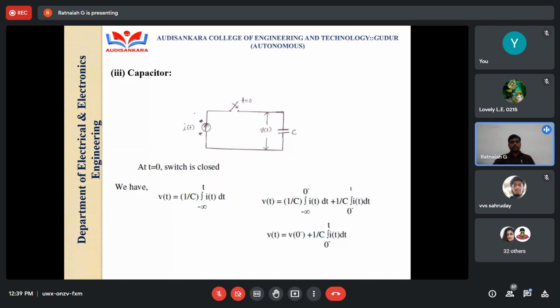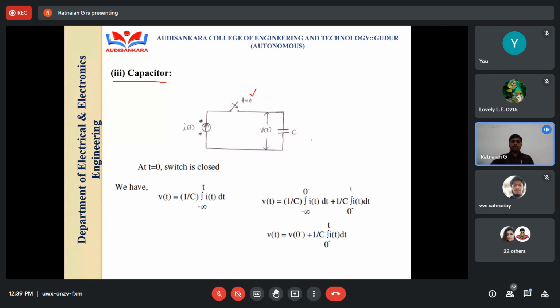Coming to the next element, capacitor. Again, I'm going to take the capacitor voltage as V of t and the current through the circuit as I of t. Again, I'm going to take a switching instant, t equal to 0, the switch is closed. What is the capacitor voltage initially and at final? Why should I select current for an inductor, voltage for a capacitor?